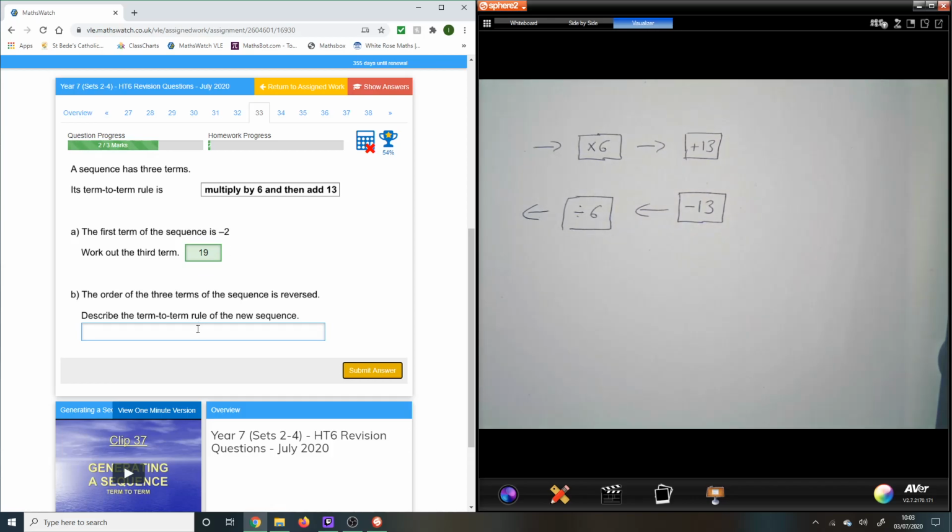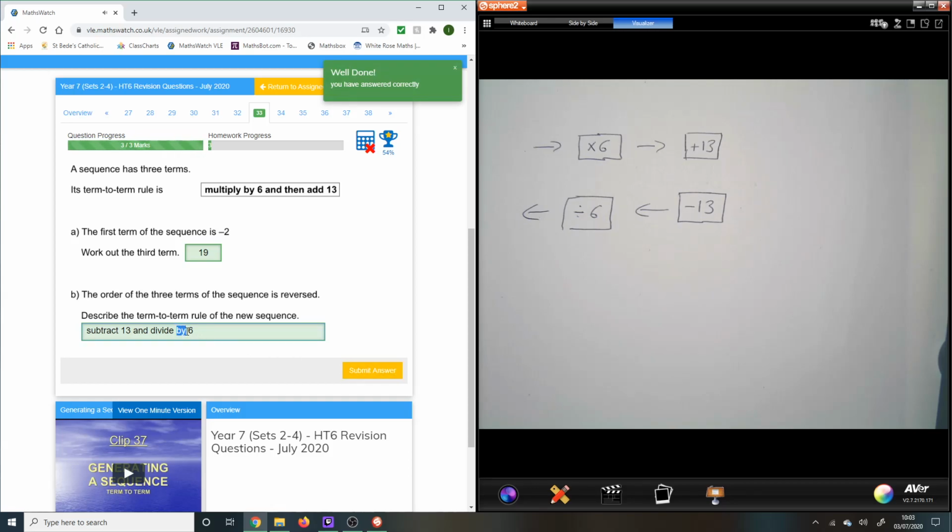So in terms of writing this out here, you've got to be very careful with this. If you don't write the correct answer out, it won't mark it correctly for you, which is just unfortunately the way that MathsWatch works sometimes. So we subtract 13 and divide by 6, and if we submit that, we should get the right answer.